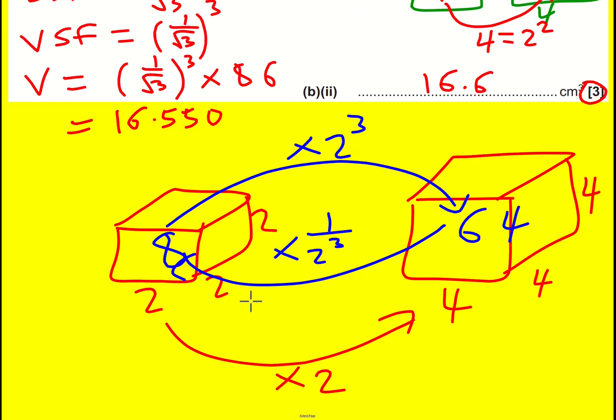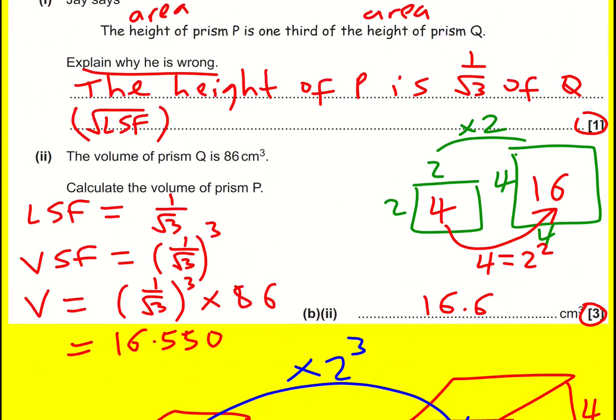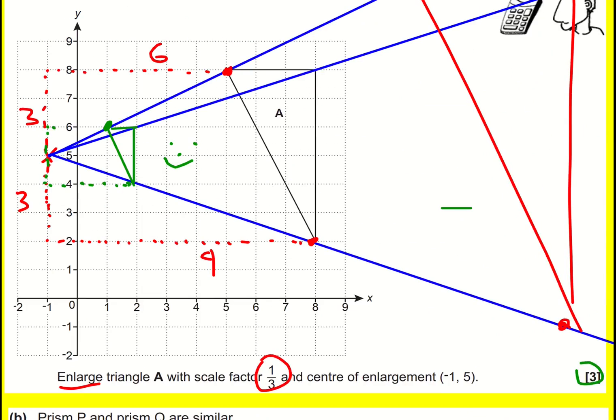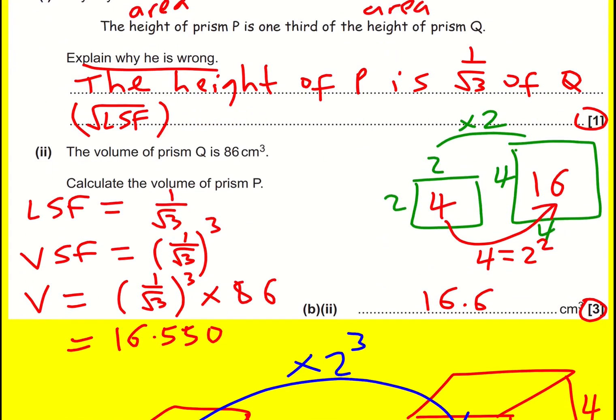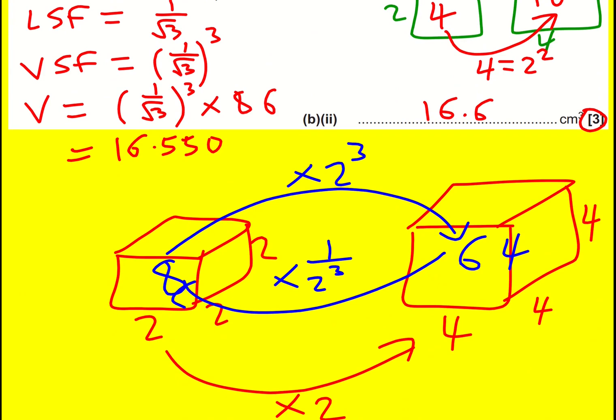Okay, hopefully that makes a bit more sense if you weren't too happy, but I think this is a tough topic on GCSE, getting your head around length, area and volume scale factors, but hopefully this helps if you were a bit unsure. Hopefully you managed to understand and get this answer here.